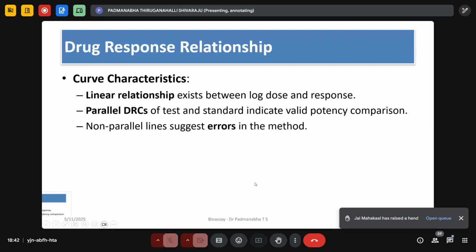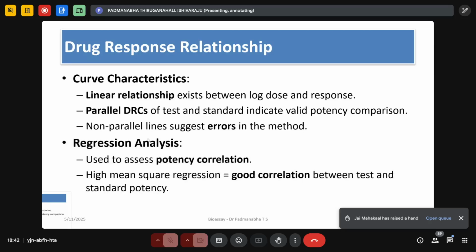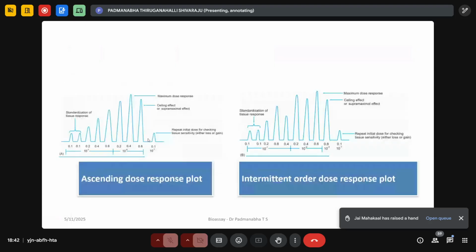Usually we need to make sure that if we follow the particular steps according to the standard operating procedure, we'll be able to get at least a linear relationship with respect to the standard drug and the test drug, so that the parallel DRC is maintained. Only then can we tell this drug has achieved a valid potency comparison. Then we can go with the regression analysis to assess the potency correlation. So this can also be done.